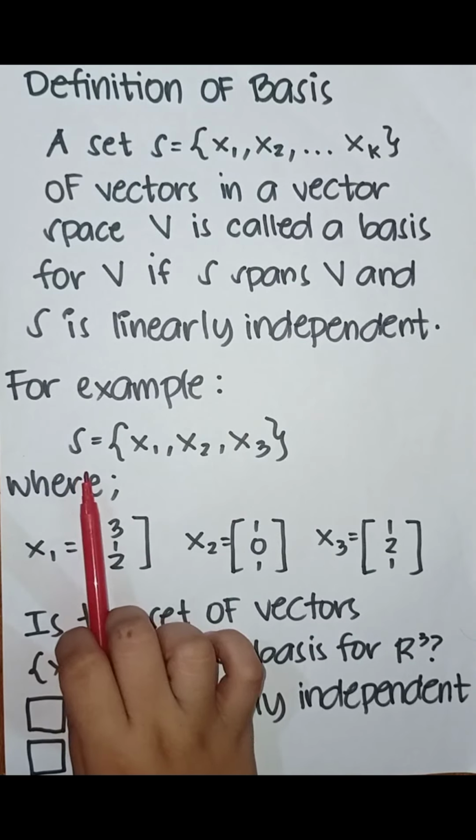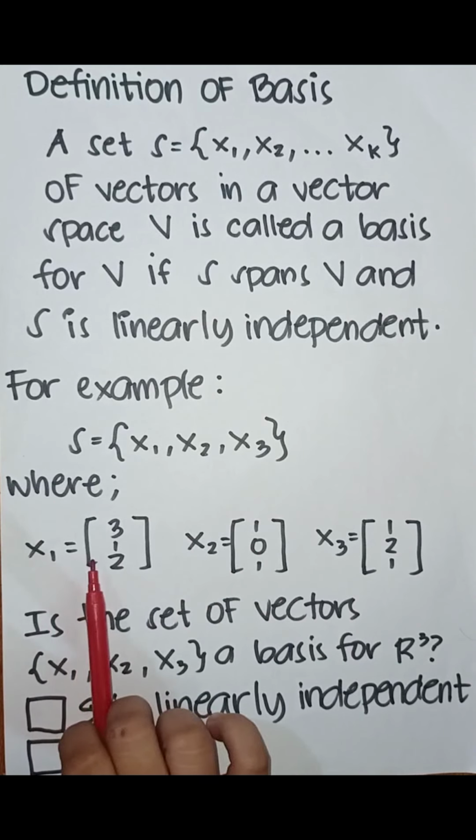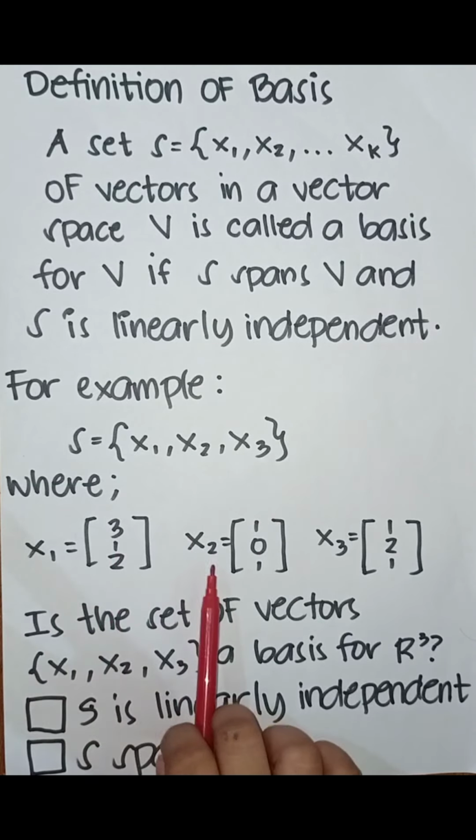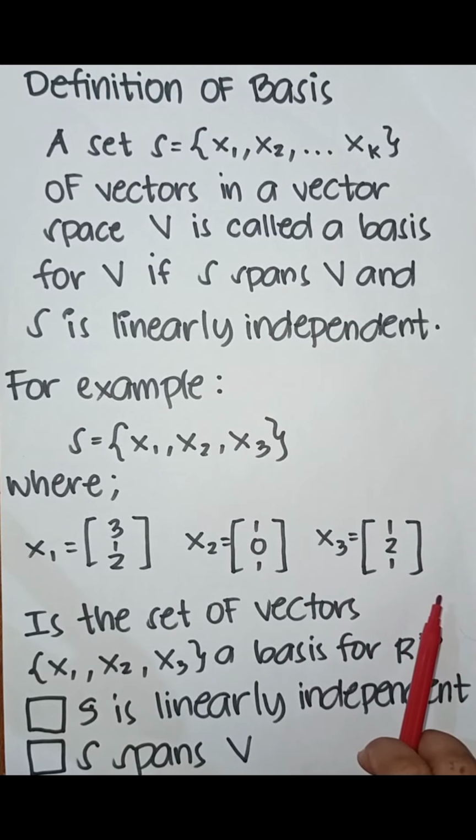Let S equal x1, x2, x3, where x1 is equal to 3, 1, 2, and x2 is 1, 0, 1, and x3 is 1, 2, 1. Now, the question is: is the set of vectors x1, x2, x3 a basis for R cubed? Please fasten your seatbelt and let's explore if S is linearly independent and S spans V.